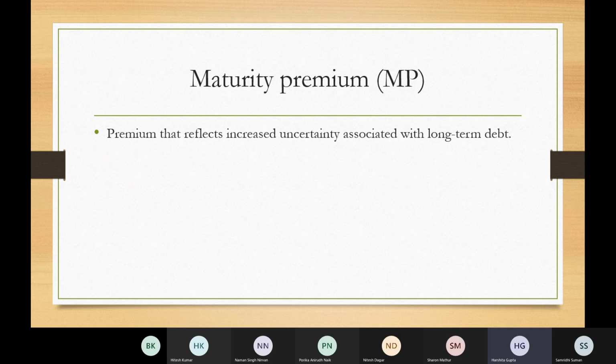Okay, great. So the maturity risk premium is that premium which reflects the increased uncertainty associated with long-term debt. If I'm taking debt right now for say 10 or 15 years, the lender doesn't know if my company will have a stable position for the next 15 years or not. So they can ask for a little higher price just to compensate for that uncertainty.